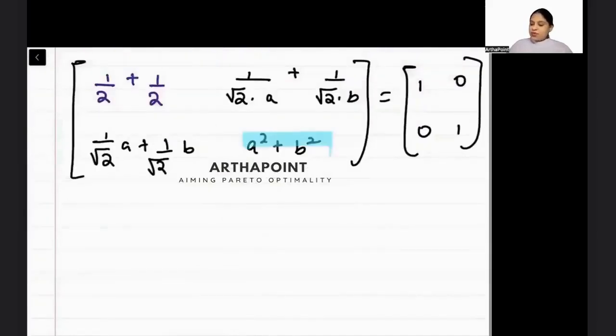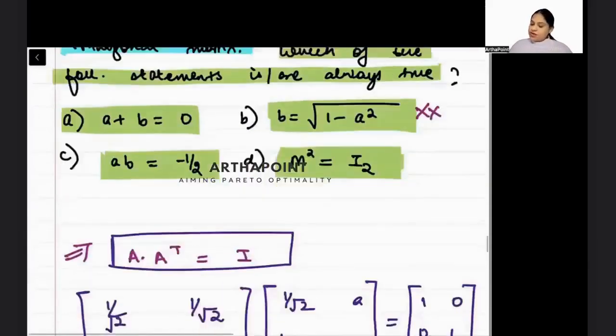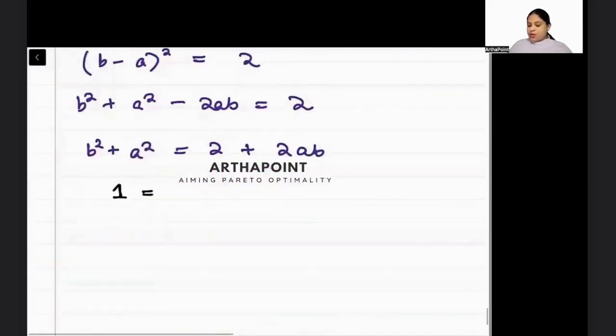So माने a square plus b square will come out as 1. A square plus b square should be 1. So from this, beta, if I just put a square plus b square as 1 here, I'll get 1 is equal to 2 plus 2ab.